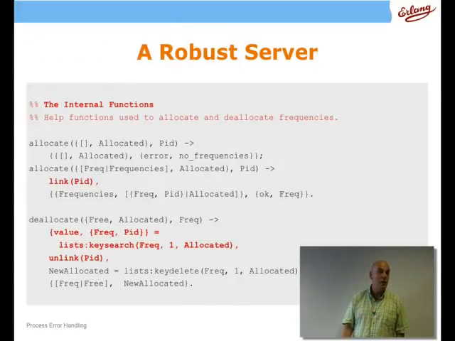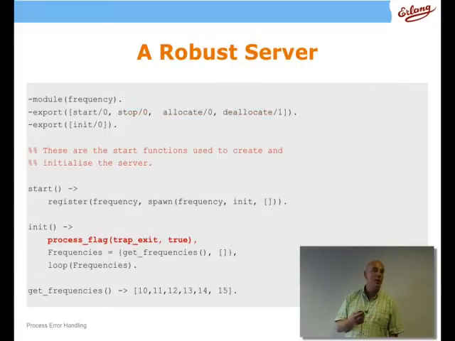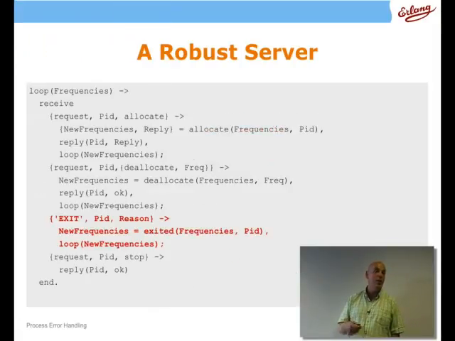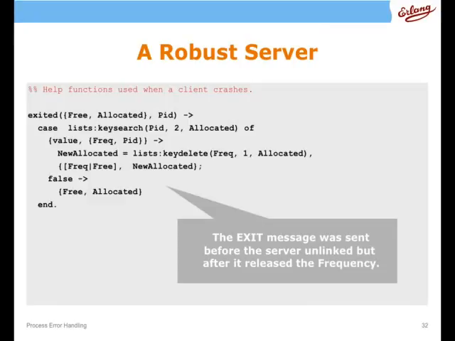And just backtracking one more slide, we're only linked to processes which carry a resource. So we link to a process when we allocate, and we correspondingly unlink when we perform a deallocation. And the final bit of the jigsaw, running backwards, is that when we set up our server process, we set the trap exit flag to true so that we receive these abnormal termination messages as exit messages rather than being killed ourselves. So we're able now to link and unlink, and the cause of that is for us to receive exit messages from linked processes which terminate abnormally, and what we do there is look up the PID and make sure that the frequency which was allocated to the PID gets recycled.